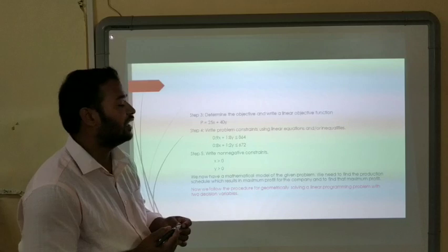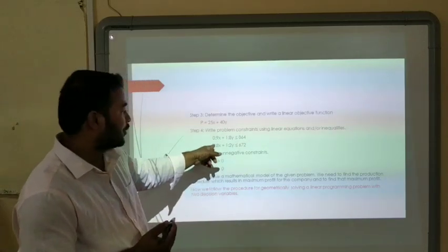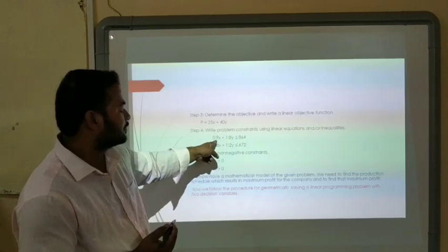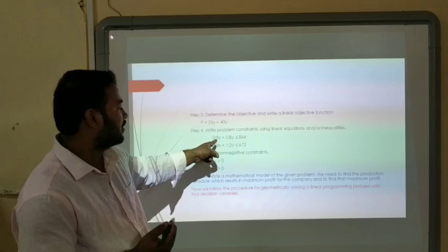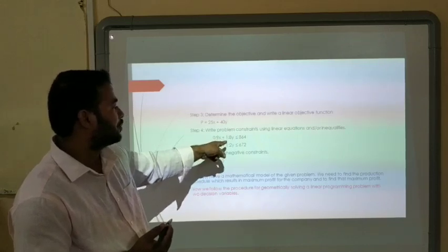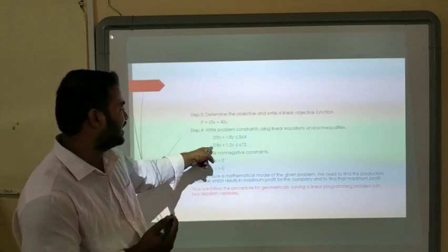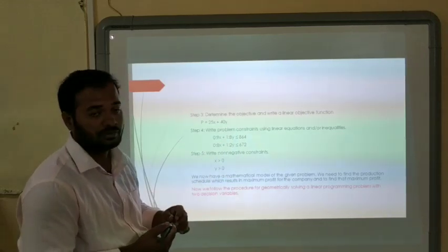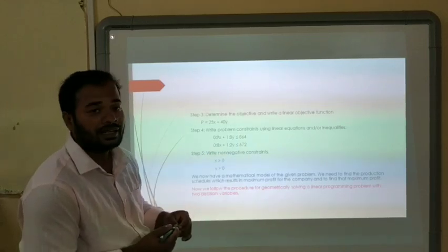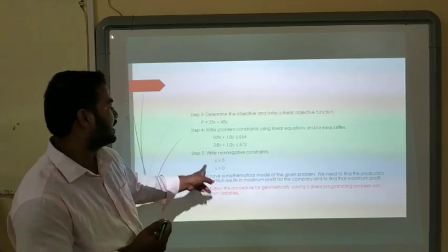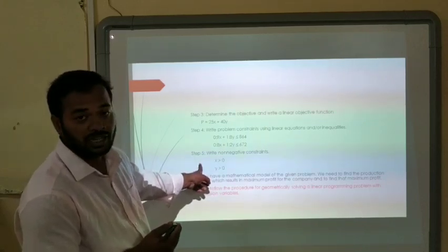In step 4, we write the problem constraints using linear equations and inequalities. We have discussed this in the last session. For manufacturing, the cutting constraint is 0.9x plus 1.8y less than or equal to 864, and the second is 0.8x plus 1.2y less than or equal to 672.